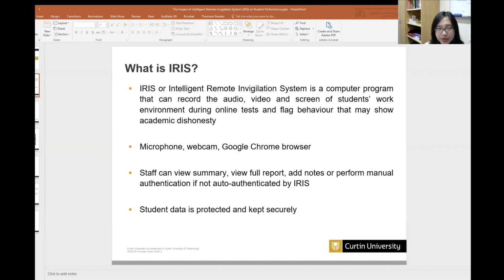Another characteristic of ARIS is that student data is protected and kept securely in the same manner as all other assessment data at Curtin University. Recordings are stored for a time period that is sufficient in case investigation for misconduct is required. Recordings are then deleted from Curtin servers. The recording is reviewed to ensure assessment integrity and is not used for or made available for any other purpose. Basically, the recording will be stored in the system for as long as 7 years.